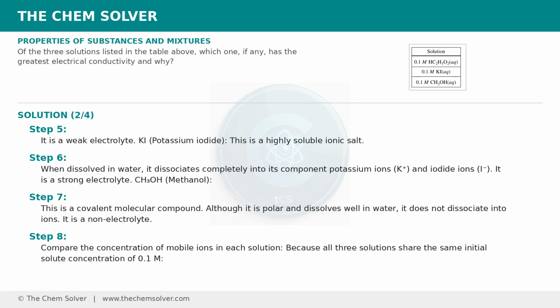CH3OH, methanol. This is a covalent molecular compound. Although it is polar and dissolves well in water, it does not dissociate into ions. It is a non-electrolyte. Compare the concentration of mobile ions in each solution.